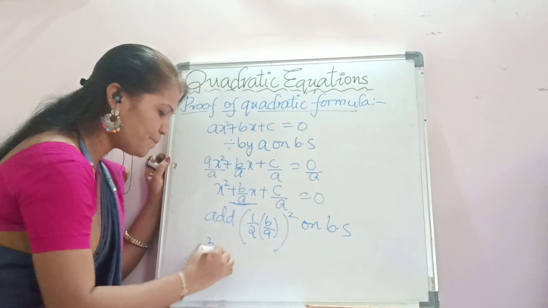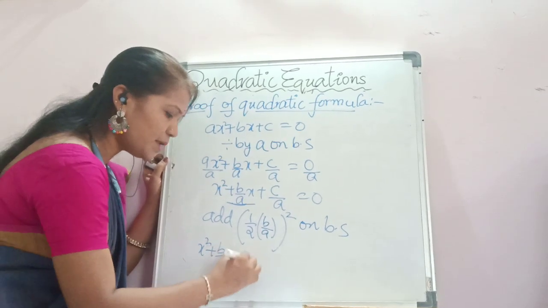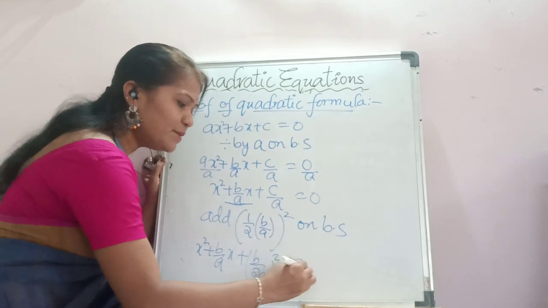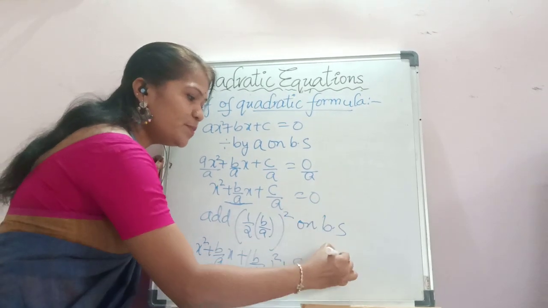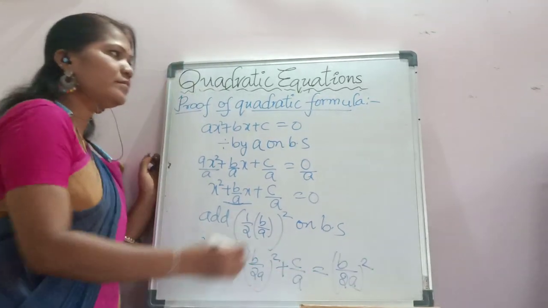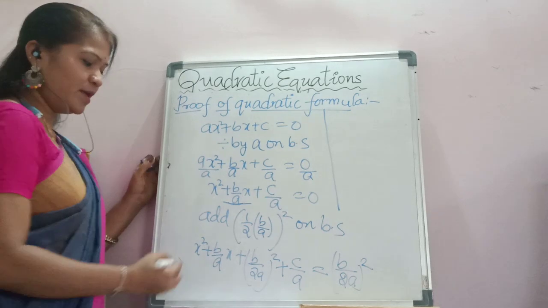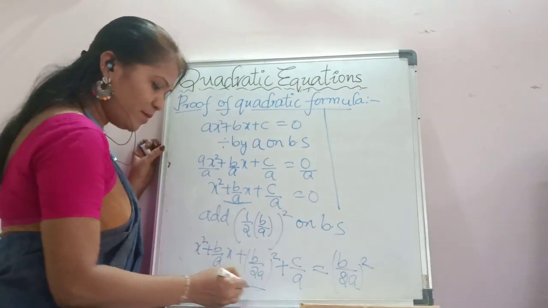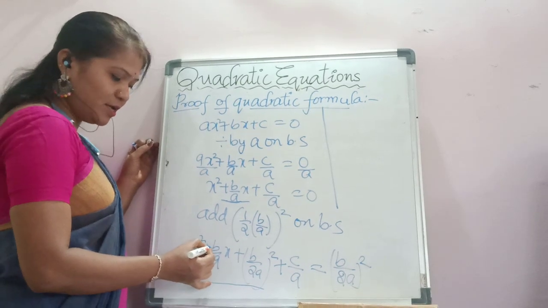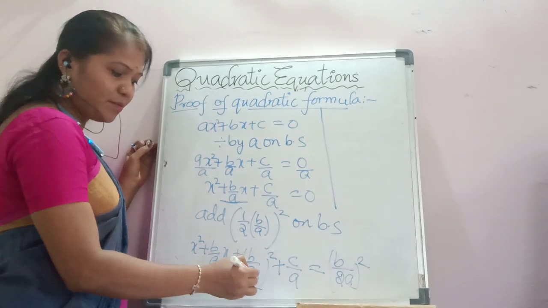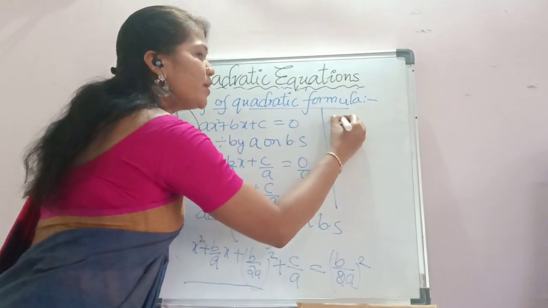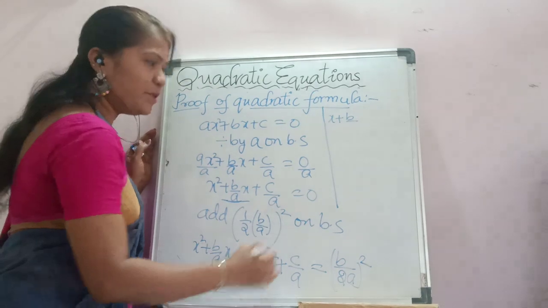So x square plus b by a x plus b by 2a whole square plus c by a equals 0 plus b by 2a whole square, since adding the same thing to both sides keeps it equal. Then this will become the form a square plus 2ab plus b square. Why? Because if we write 2 into x into b by 2a, I will get b by a, right? So this will be in the form of a plus b whole square. What is my b here? b by 2a.